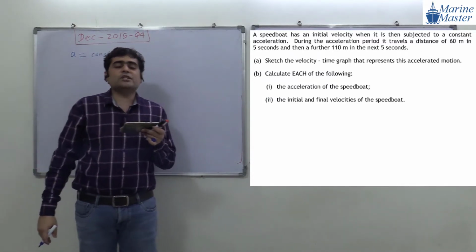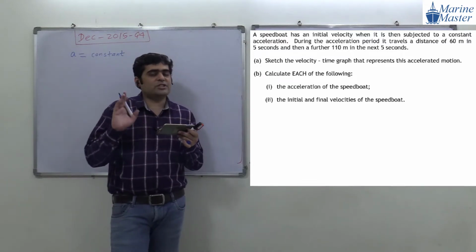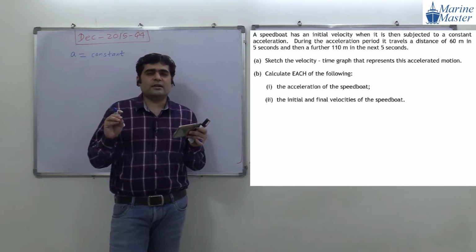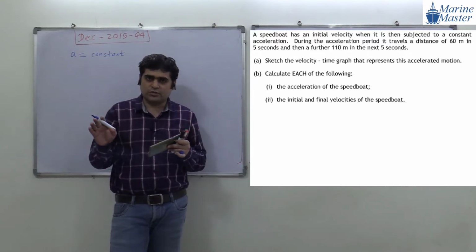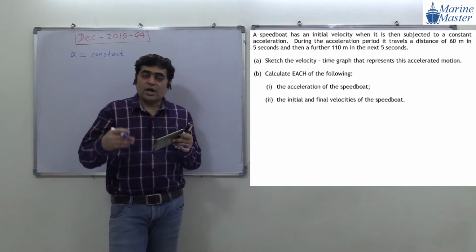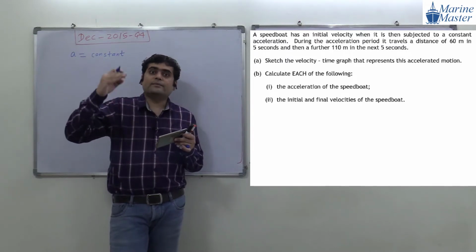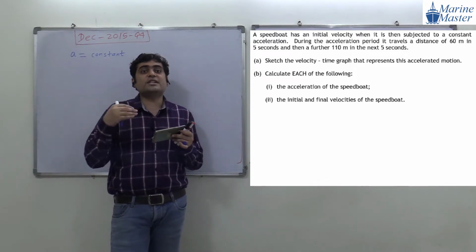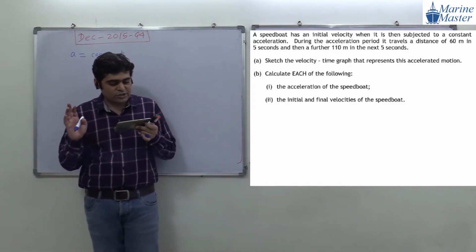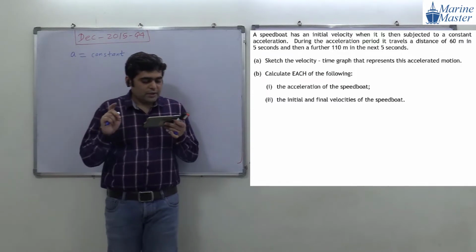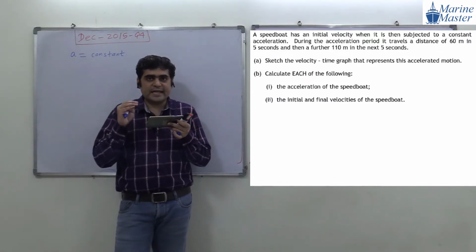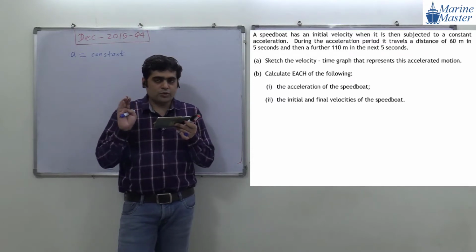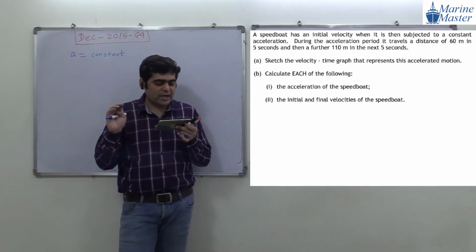What is the condition for the equations of motion, guys? Acceleration must be constant. See, constant acceleration doesn't mean that velocity is constant. Constant acceleration means the velocity increment or decrement rate is constant, meaning the velocity change rate is constant. So now, a speedboat has some initial velocity, and it is moving with constant acceleration.